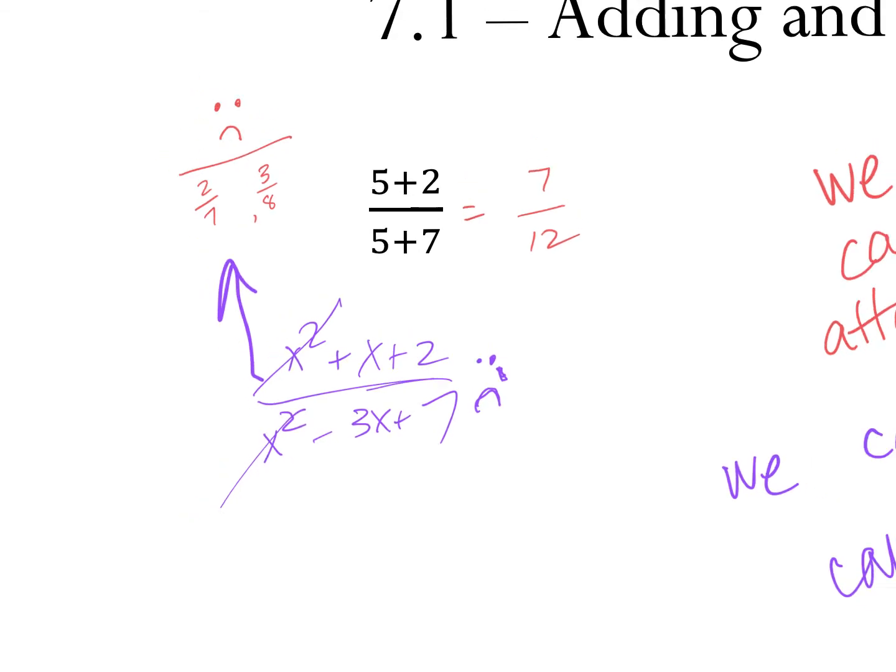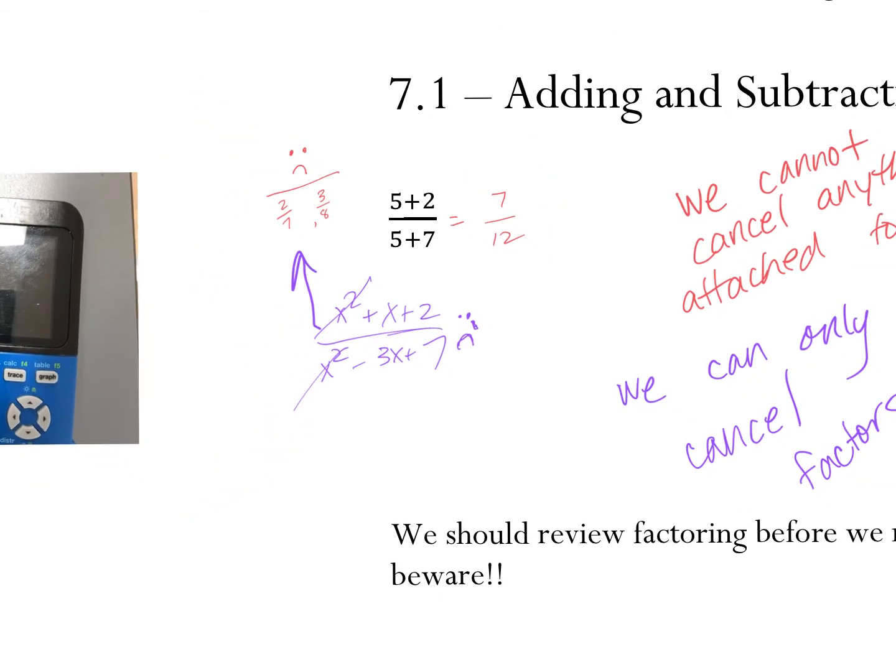So, if we can only cancel factors, perhaps it would be appropriate to review how to factor using polysmelt. Is everybody okay with this idea? Yeah. All right.